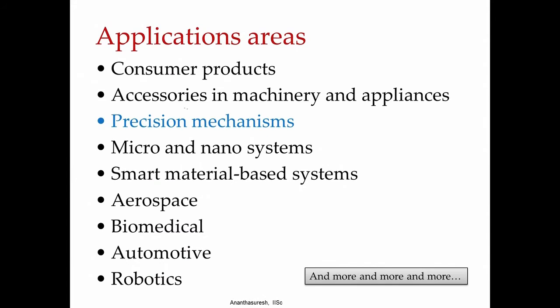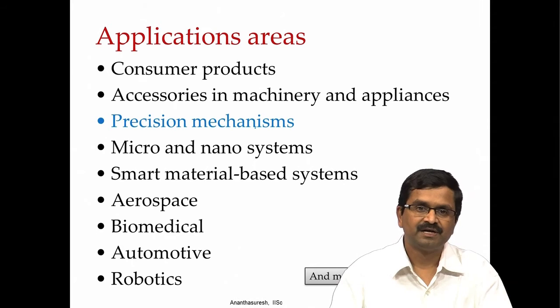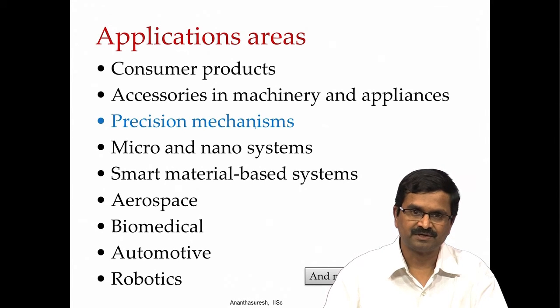And moving on to another application, let us look at precision mechanisms. Precision mechanisms have used compliant design or compliant mechanisms long before this field took this name. The reason for that is very clear. When you want precision in a mechanism, in machinery, you want very precise motion. That is, if you want it to move by 2.3 millimeters, it has to move by 2.3 millimeters, not a micron more, not a micron less.